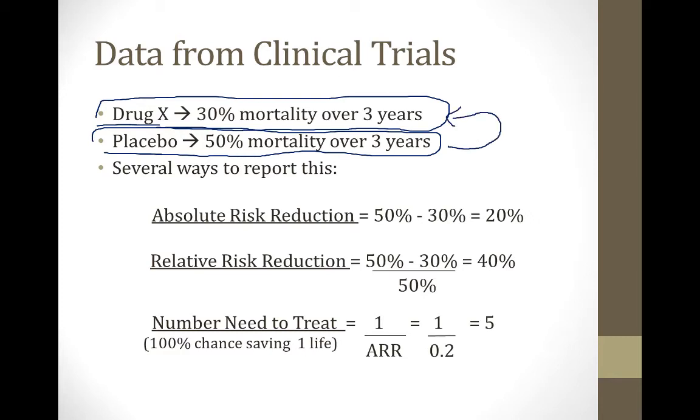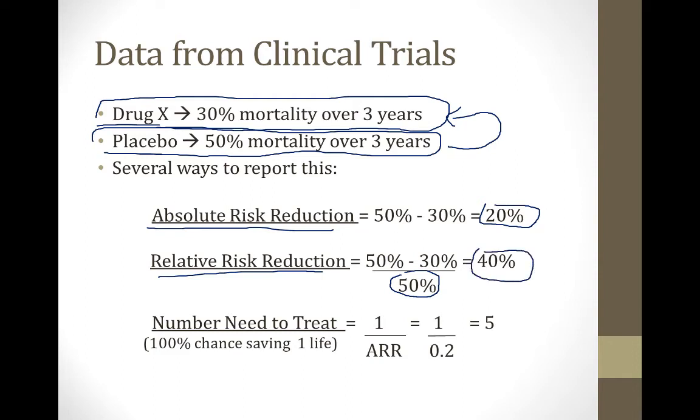There are several ways to report this. The first way is the most obvious way. That's called the absolute risk reduction. It's simply the difference between 50 and 30%, or 20%. The second way is called the relative risk reduction, and this is where we take the difference between the two arms, 50 minus 30, and then we divide by the placebo group mortality rate of 50%. So the relative risk reduction for this trial would be 40%.